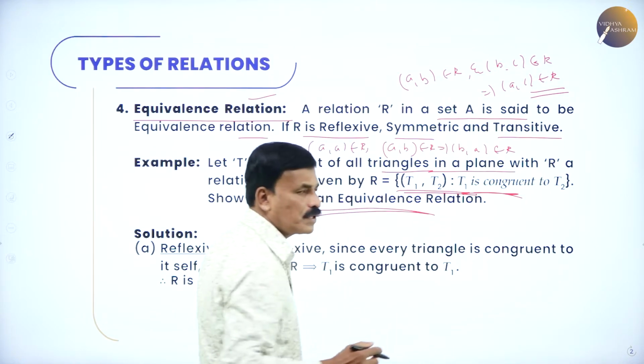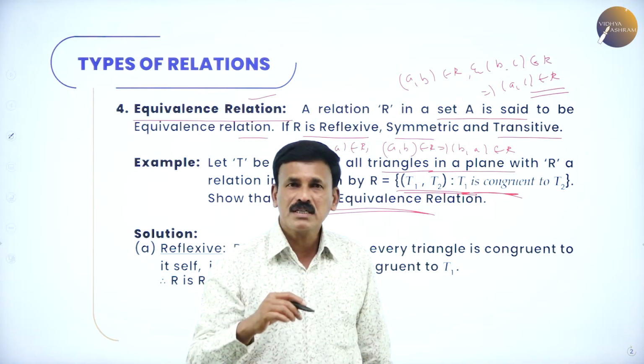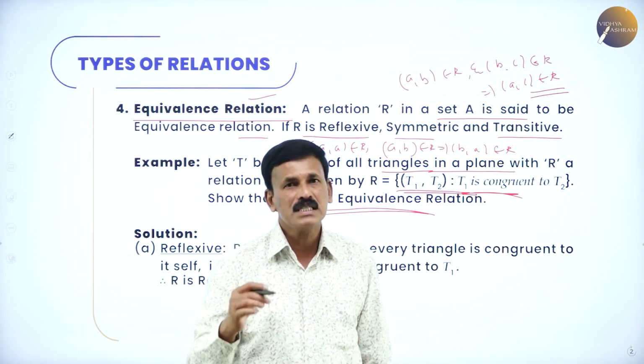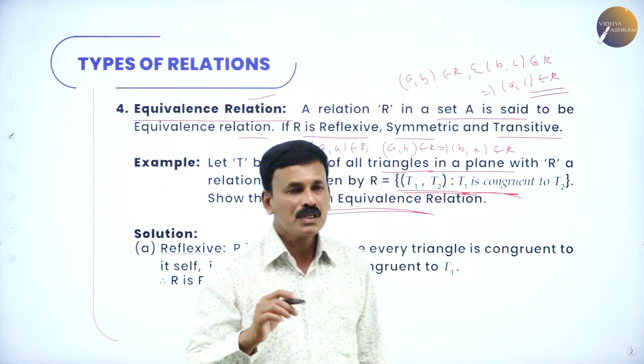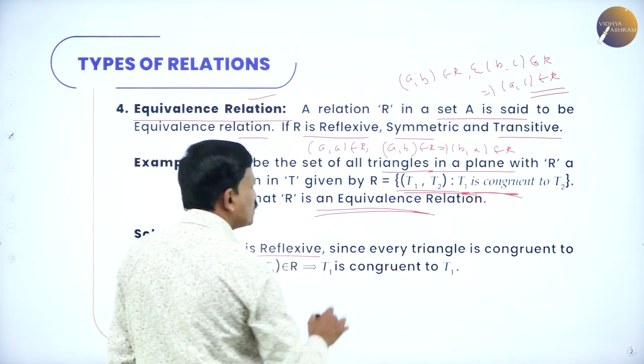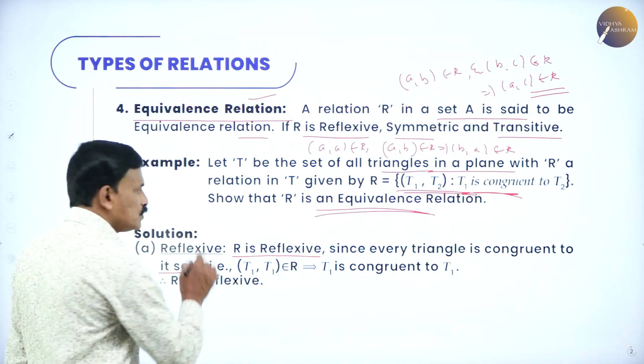This is a very simple problem. One triangle is congruent to the other triangle. So you can verify reflexive very easily, symmetric very easily, and transitive also. Let us take the first one, reflexive. Since every triangle is congruent to itself, you might have studied this.